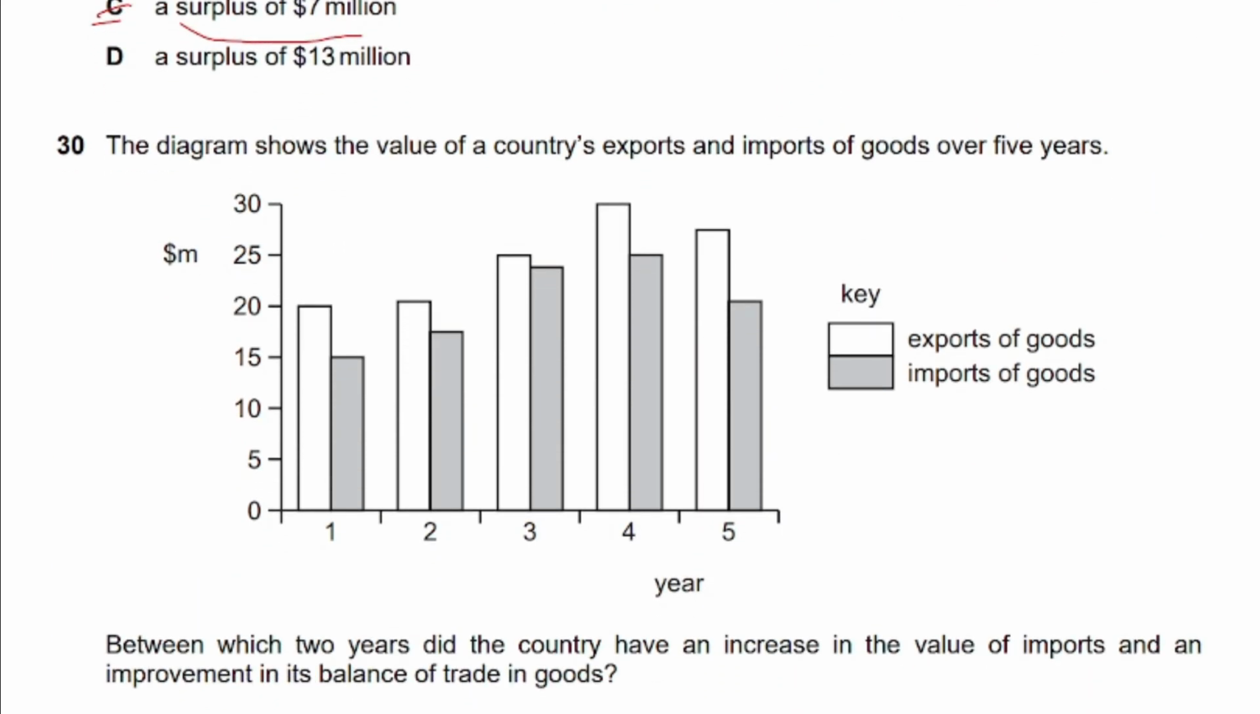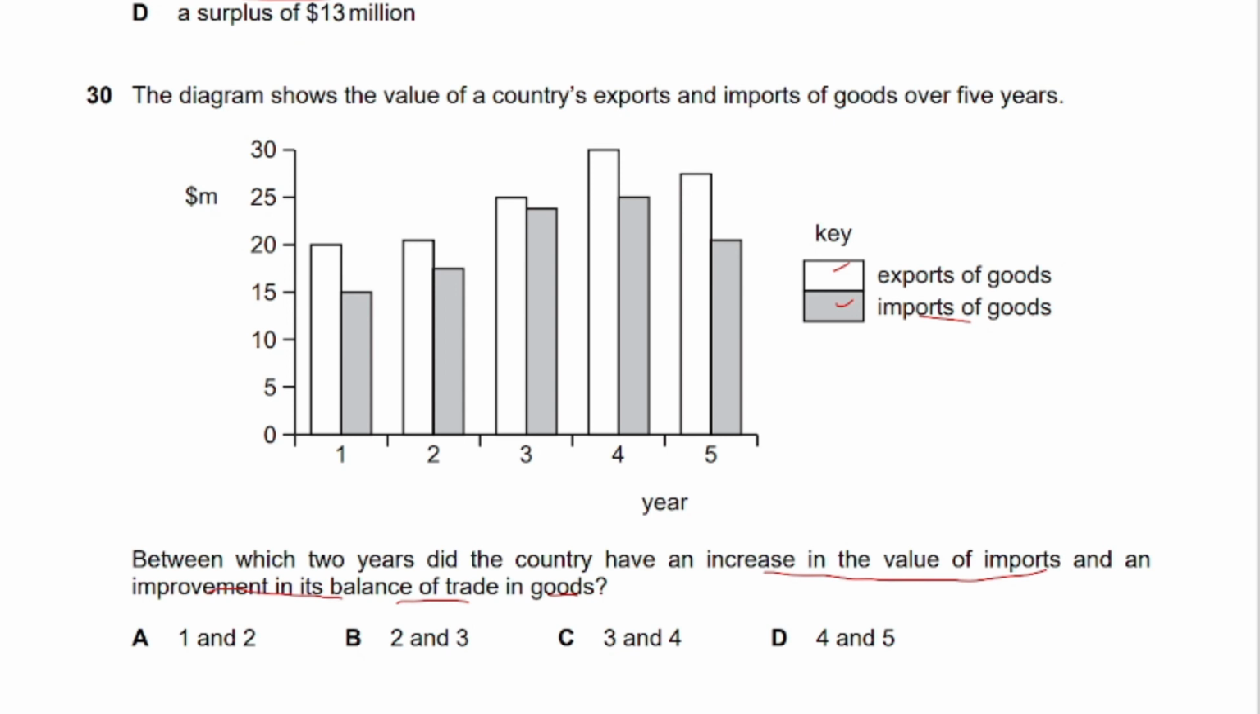Question number 30: The diagram shows the value of a country's exports and imports of goods over 5 years. The filled area shows imports of goods and the blank area shows exports of goods. Between which 2 years did the country have an increase in the value of imports and an improvement in its balance of trade? The increase in import value is higher in years 3 and 4, but we are still in surplus because exports are more in both years as compared to imports. So 3 to 4 years is the correct answer.